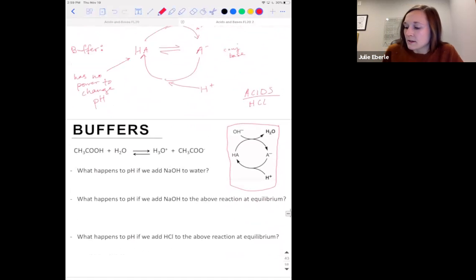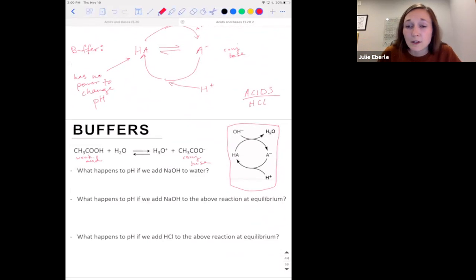All right. So here's a couple questions to just really think through, just different style questions to help you get your feet underneath you with buffers. So look at this right here. We have acetic acid and water makes the hydronium ion, and it makes the acetate anion. And here's the weak acid. And here's the conjugate base.